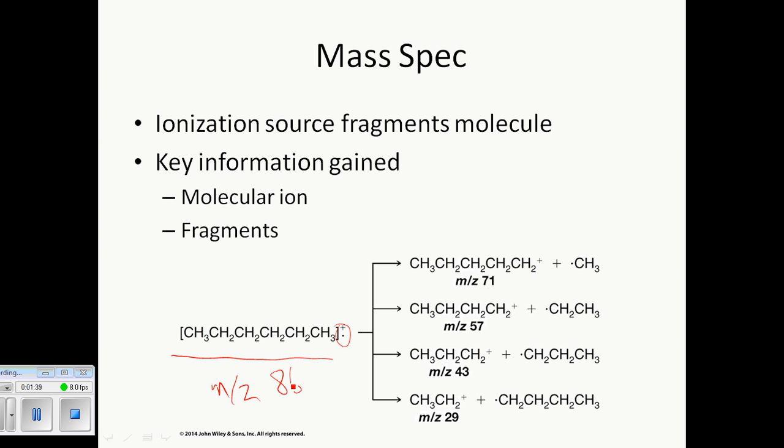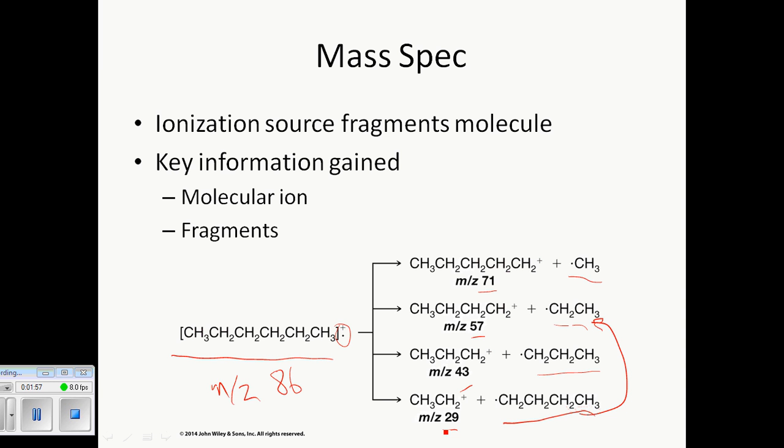So if you lose, say, one methyl group, the molecular weight will be 71. You lose two carbons, an ethyl group, it would be 57. You lose a propyl group, and you get 43. And then you'll see a fragment of the other half of these two would be 29.